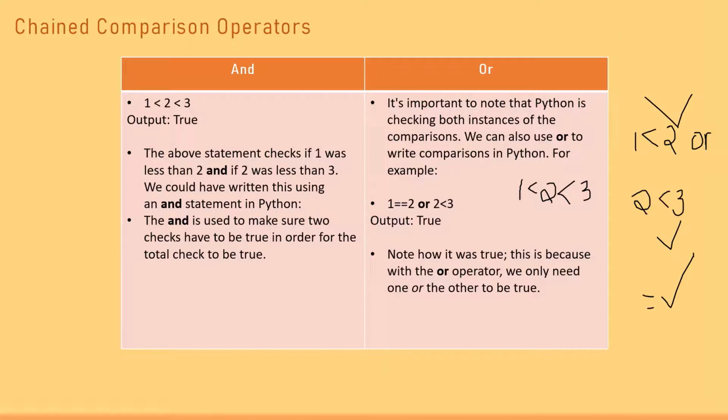See, if you got an example over here, 1 is equal to 2 or 2 is less than 3, the output is true. Note how it was true. This is because with the OR operator, only one or the other needs to be true. That's it. The OR operator checks only whether one statement is true or false. If both are false, it will definitely give you an output of false.